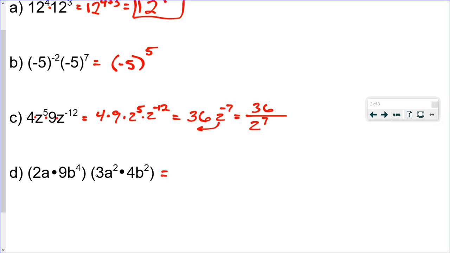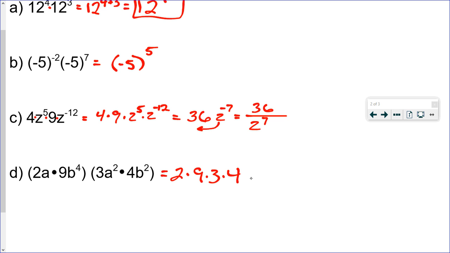So the 2 and the 3, again, those are not attached to the variable after them. It's just a 2 times an a. This is a 3 times an a to the second. And the same thing with the 9 and the 4. So I'm going to pull those out because those are not powers. They do not have exponents on them. And again, the parentheses don't mean anything. So I pulled the 2, the 9, the 3, and the 4 out.